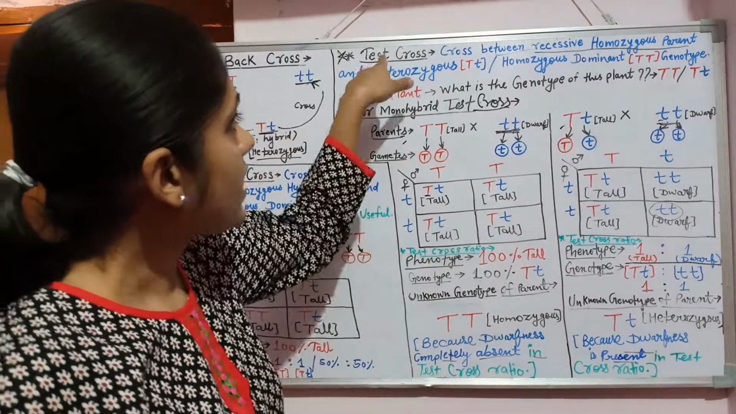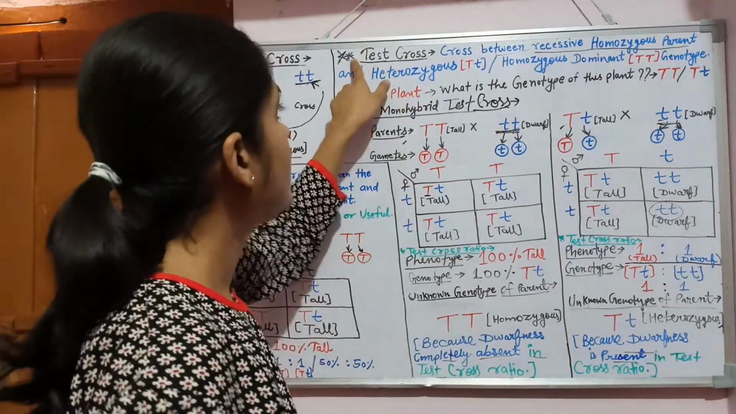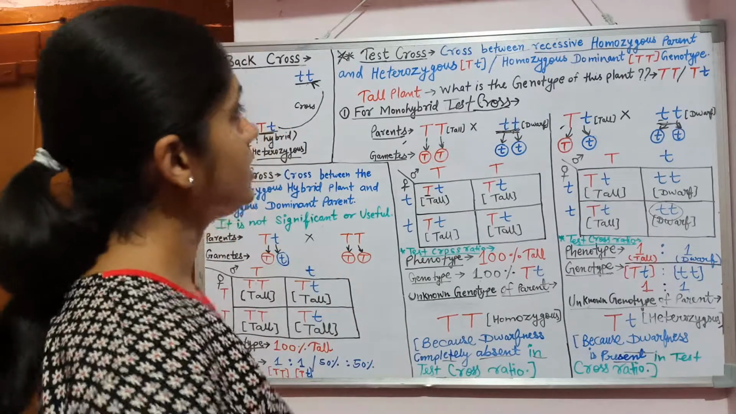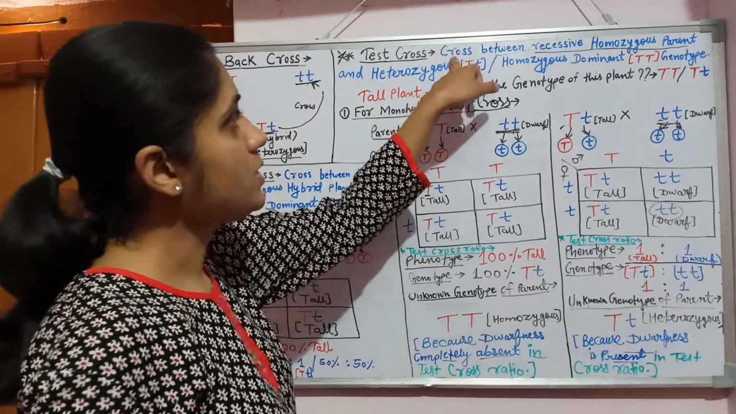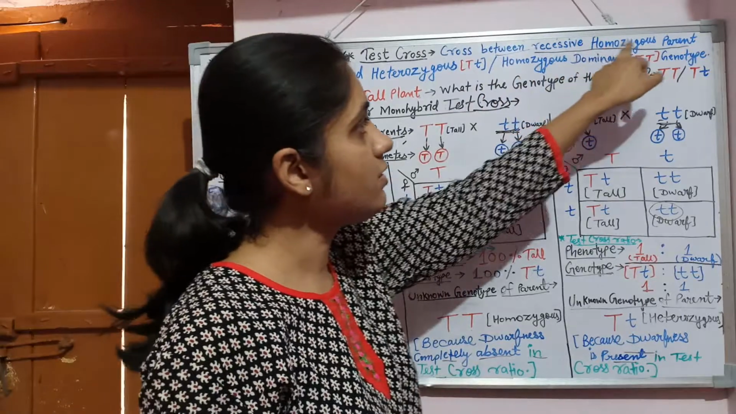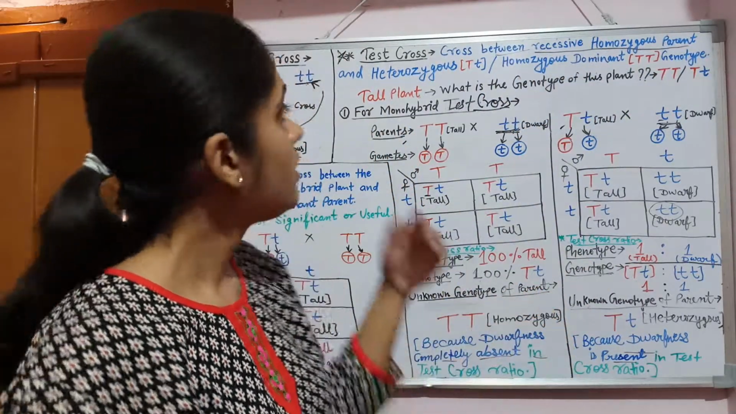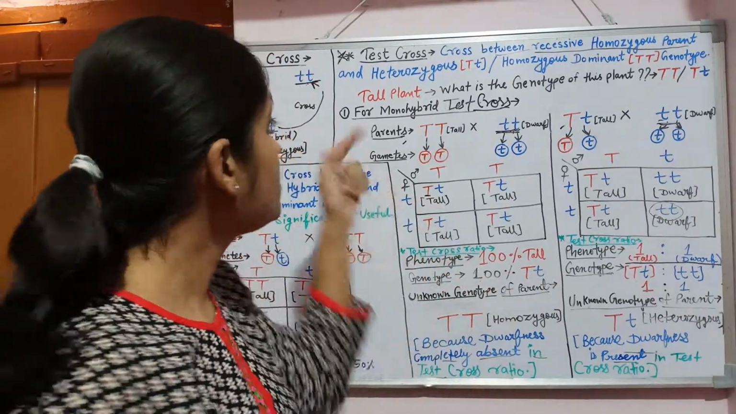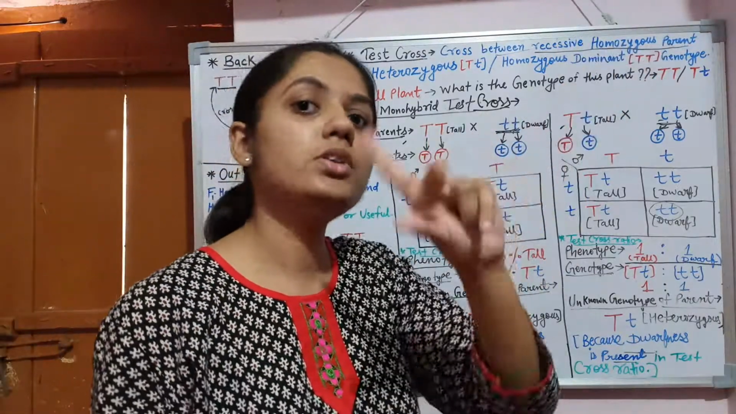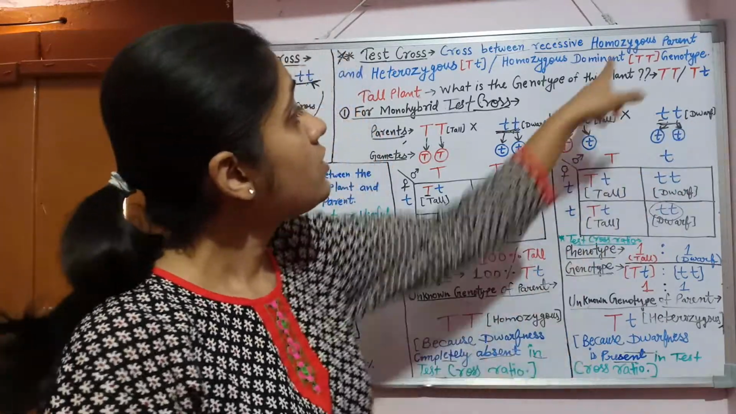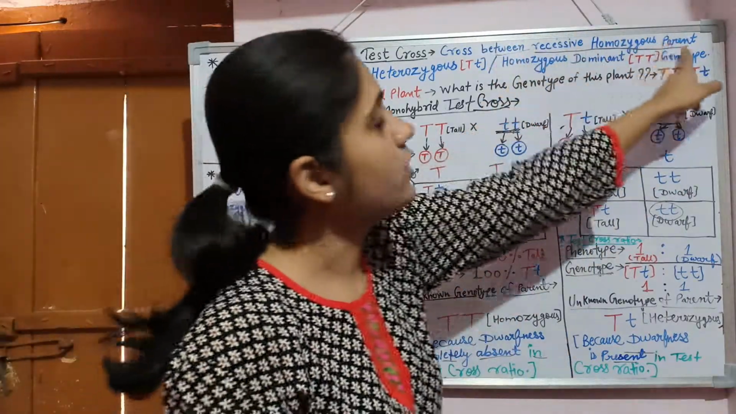Then the second is most important, which is the test cross. So what is the test cross? The test cross means the cross between the recessive homozygous parent. Recessive means not dominant, that is dwarf plants, and homozygous means both alleles are of the same type, small t. Okay, this parent is fixed for the test cross.